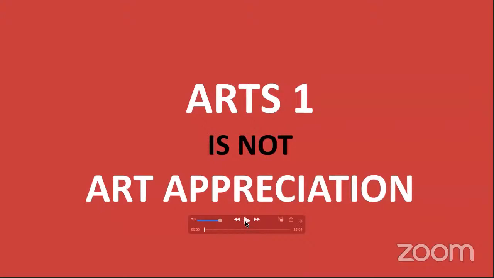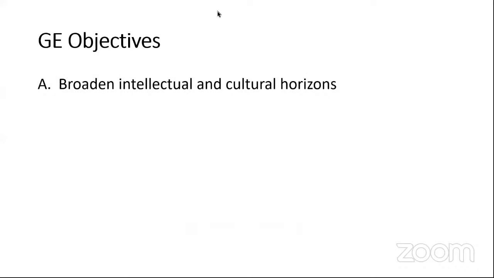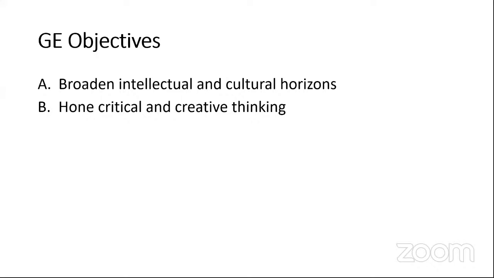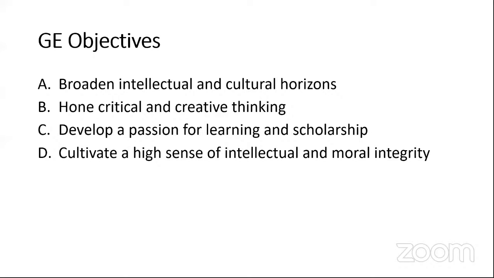Arts One is not art appreciation. Arts One is more than art appreciation. To understand why, let's first review the objectives that underpin all general education courses within the UP system. GE aims to broaden intellectual and cultural horizons, hone critical and creative thinking, develop a passion for learning and scholarship, cultivate a high sense of intellectual and moral integrity, and foster a commitment to nationalism and social justice.